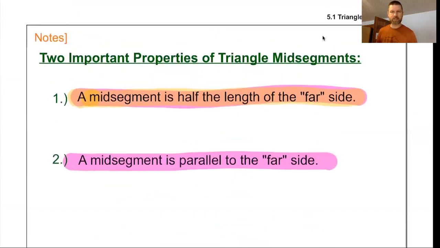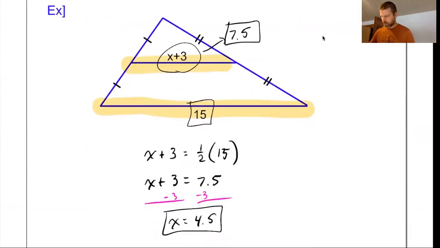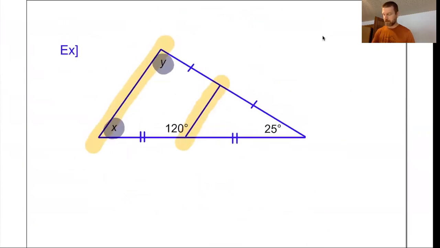I'm going to have to use the other property of midsegments. If you don't remember that, go back in your notes. The 2 properties: a midsegment is half the length of the far side, which we've used already. Here's the one we're going to use this time: a midsegment is parallel to the far side. So if those are midsegments, they are parallel. And if they're parallel, there's a special relationship between angles. You might remember that this angle and that angle are called corresponding angles, and corresponding angles are always equal. So if I can figure out this one, I can figure out that one.